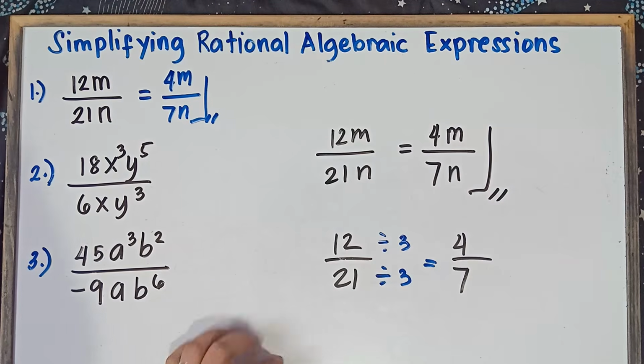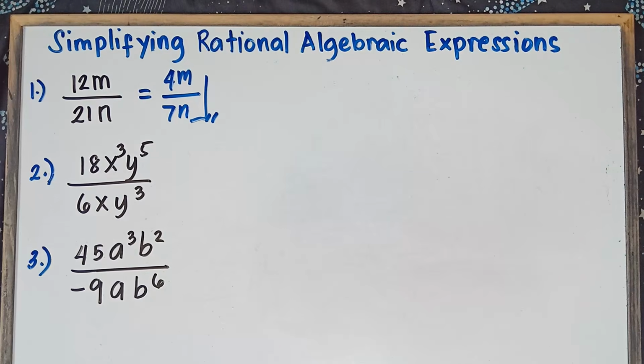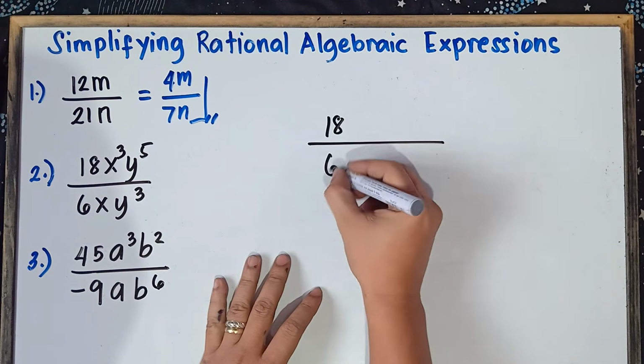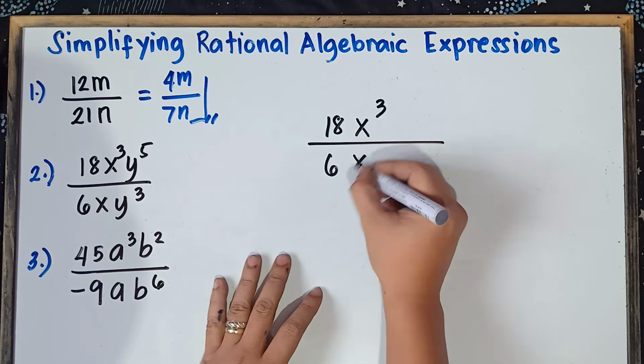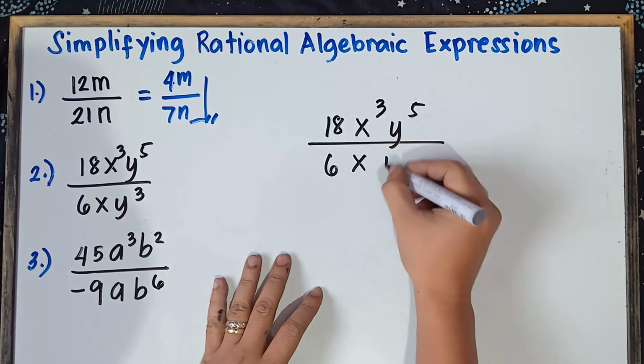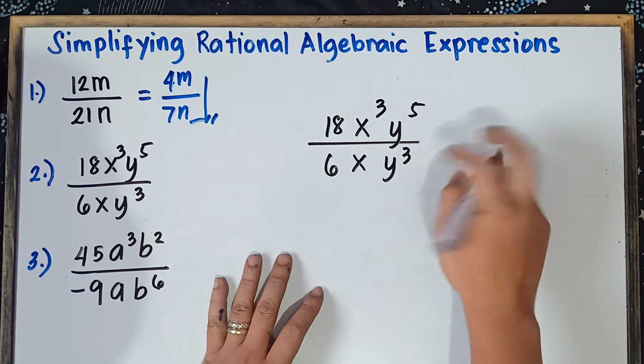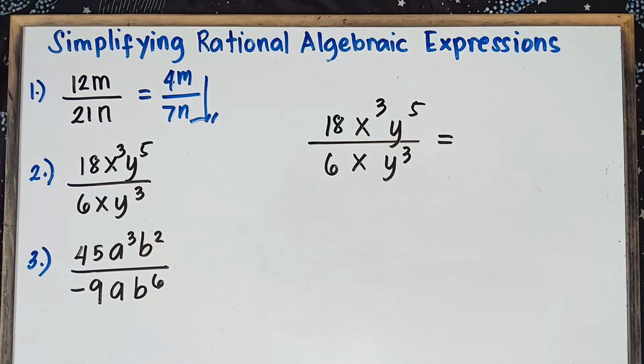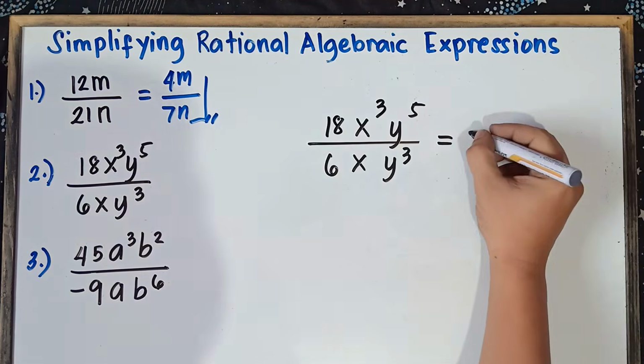Alright, so let's proceed now to example number 2. Our given is 18 x cubed y to the power of 5 over 6 x y to the power of 3. First question, can we divide 18 by 6? 18 divided by 6, what's the answer, class? That's correct, that would be equal to 3.